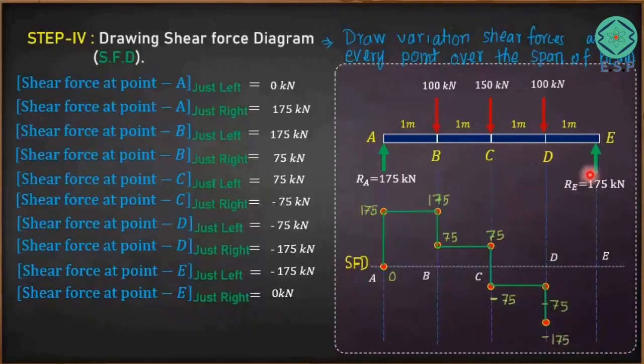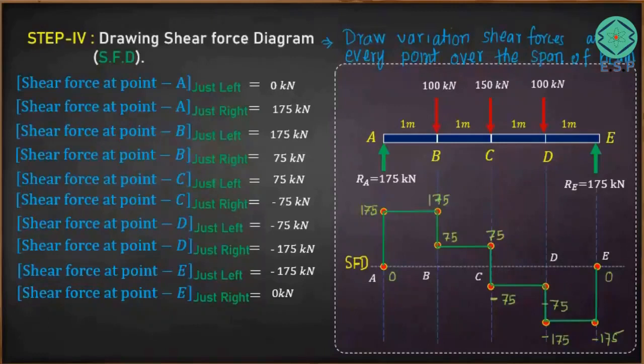Now we'll go to point E, just left. There is no other force coming into the picture, so the same value would continue. You can see here minus 175, same value just left of this. And if you go to the right of point E, this additional positive 175 will come. So minus 175 plus 175 will give you zero value, zero shear force just right of point E. This is how we got here, so here it is 0.